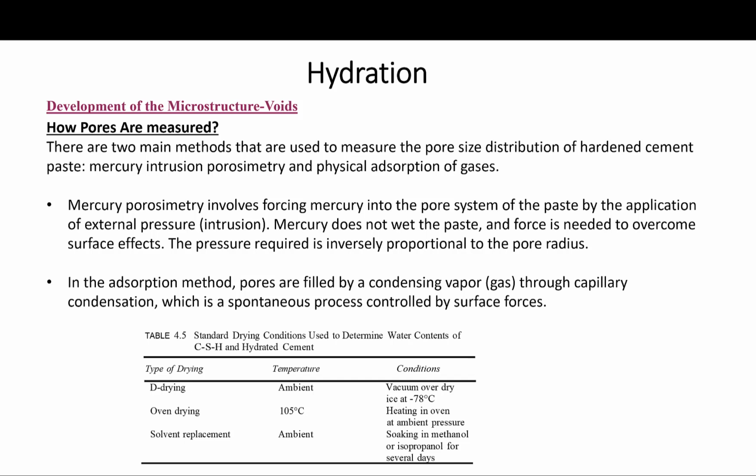These are the methods used for drying the specimens. Freeze-drying happens at ambient temperature, but it requires a vacuum over dry ice. Oven drying is basically heating at ambient pressure to 105 degrees. The solvent replacement happens at ambient temperature, and this one involves soaking in methanol or isopropanol for several days.